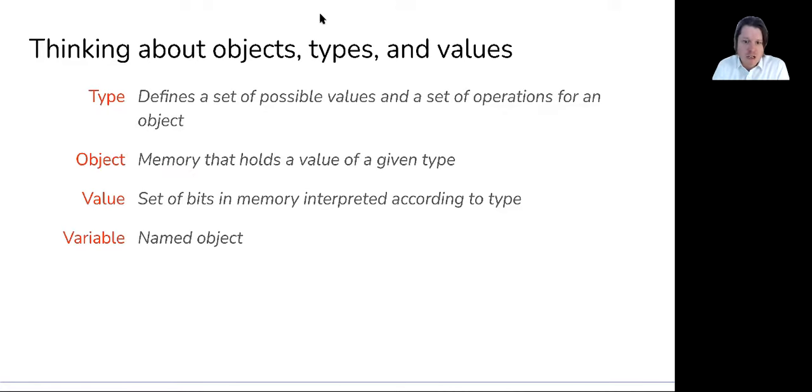We say that an object is going to be our abstraction of a memory cell. So it's going to be memory that holds a value, and that value is going to be interpreted according to some type. We specify that the value is the actual underlying bits in memory that are interpreted to that type, and a variable is simply going to be a named object.